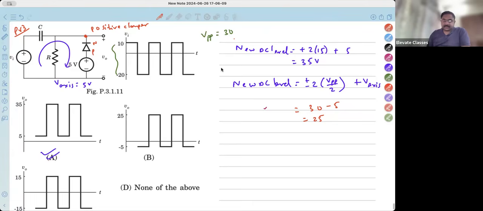Quickly try and write this down. So this was a very brief introduction about clippers and clampers, because I think clippers and clampers are very easy scoring marks. So I just very briefly wanted to revise clippers and clampers. Next, I want to do a little bit about diodes and then Zener diodes. We'll move to the other topics.